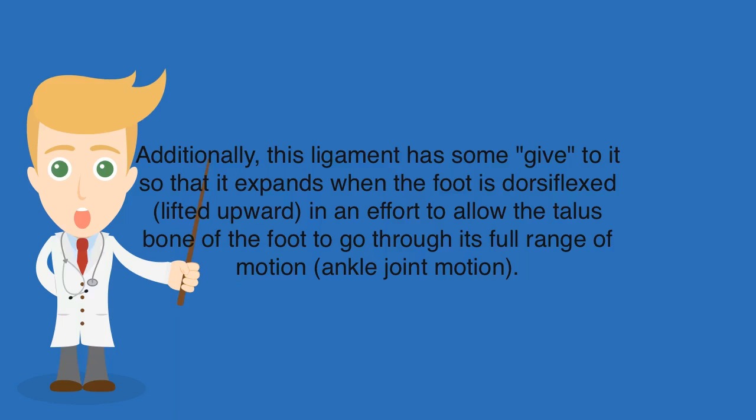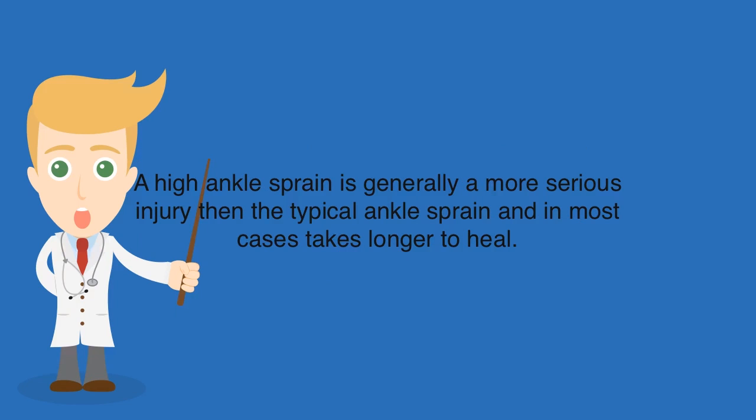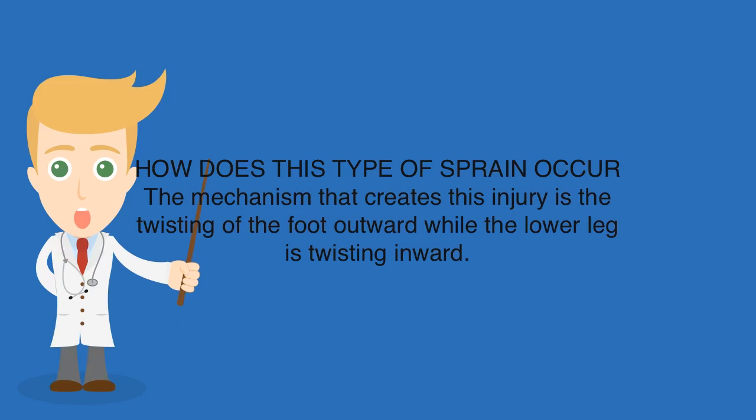Additionally, this ligament has some give to it so that it expands when the foot is dorsiflexed, lifted upward, in an effort to allow the talus bone of the foot to go through its full range of motion, ankle joint motion. A high ankle sprain is generally a more serious injury than the typical ankle sprain and in most cases takes longer to heal. How does this type of sprain occur?